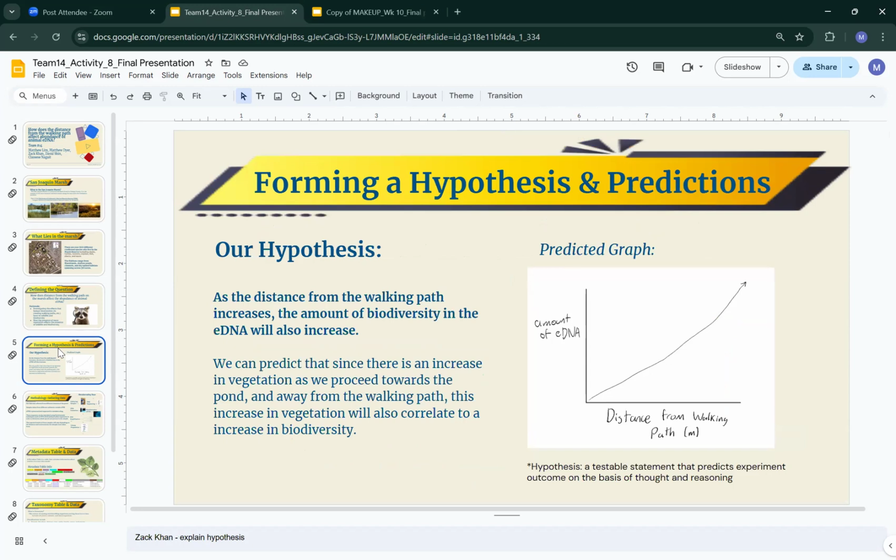And right here with the graph, with our hypothesis, as the distance from the walking path increases, the amount of biodiversity in the eDNA will also increase. So we have on the x-axis the distance from walking path in meters, and then the y-axis the amount of eDNA. So as the distance from the walking path increases, we expect also an increase in amount of eDNA. So we can predict that since there is an increase in vegetation as we proceed towards the pond and away from the walking path, this increase in vegetation will also correlate to an increase in biodiversity.